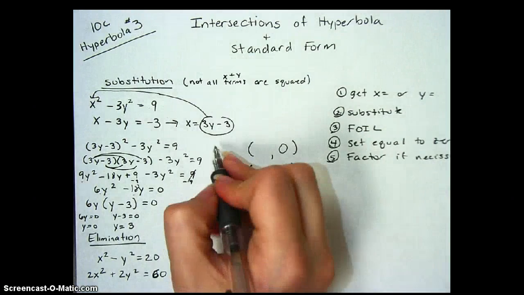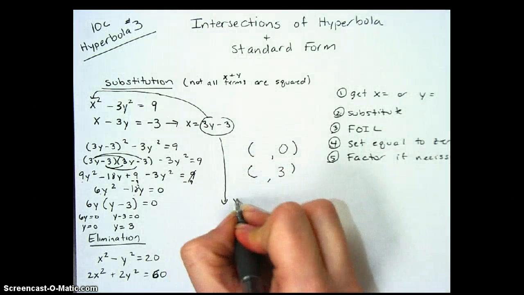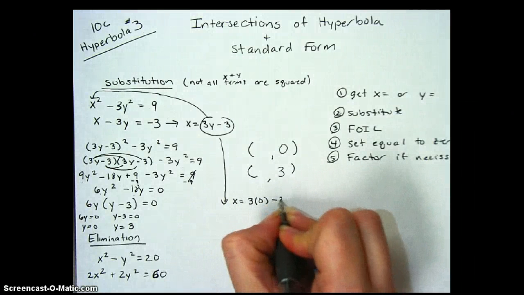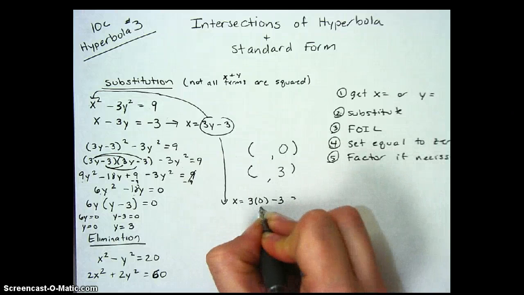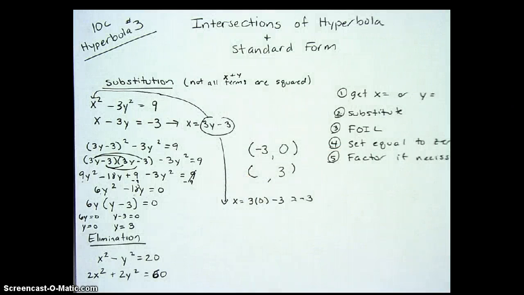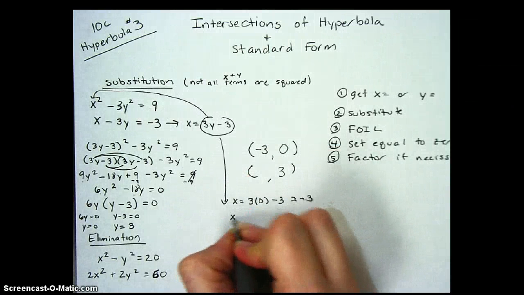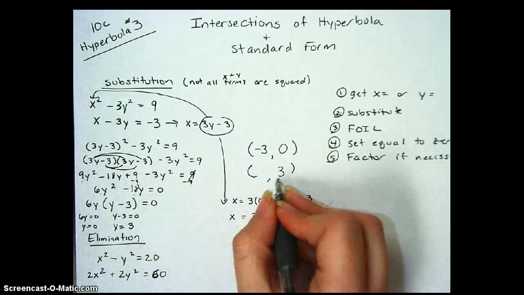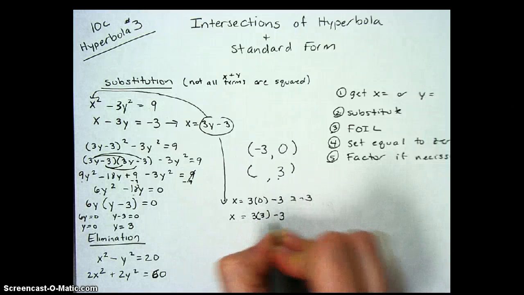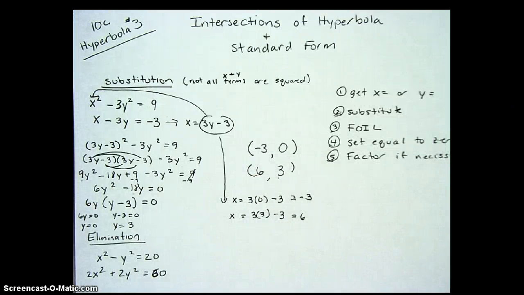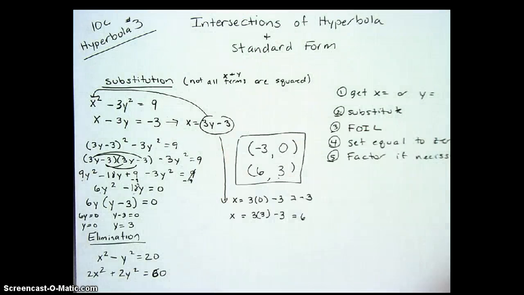To get the x values, we're going to plug into this equation. So we have x equals 3y minus 3. So we'll start with the 0. 3 times 0 minus 3 would be 3 times 0 is 0, minus 3 is negative 3. So when y is 0, x is negative 3. We're going to do the same thing the other way around. So we're going to have 3, and now we're going to plug in 3 for my y, minus 3. 3 times 3 is 9. 9 minus 3 is 6. This would be the coordinate 6, 3. And so these are our 2 intersection points.